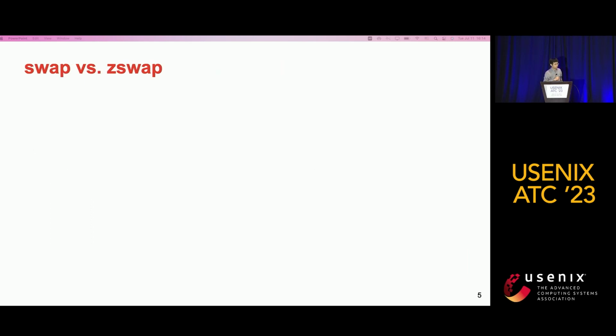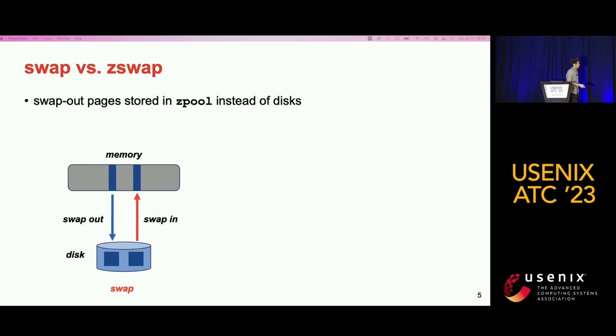So here I will give you more details about zswap, and I also use zswap for the following impact analysis. Let's see, what's the difference between swap and zswap? As I mentioned, zswap will compress the swapped-out pages and store them in a RAM cache instead of disks. And here is a plot for the common swap-out and swap-in process. If you have a swapped-out page, you write it to disk directly, and if you want to swap in, you read it from disk.